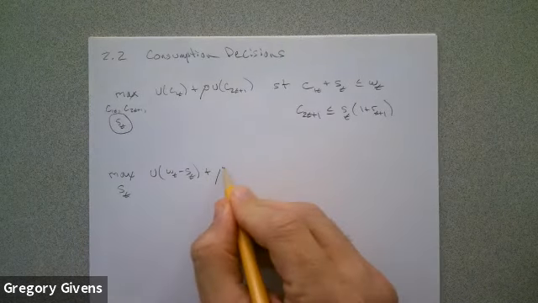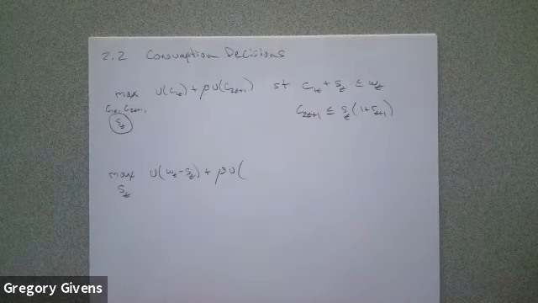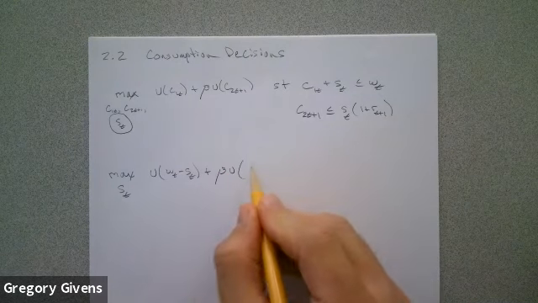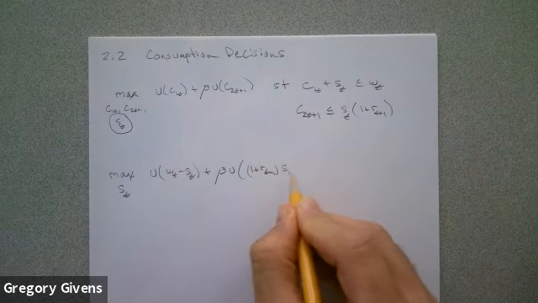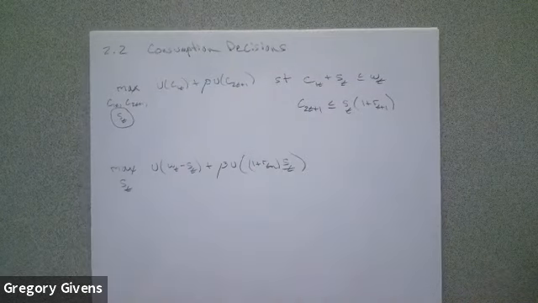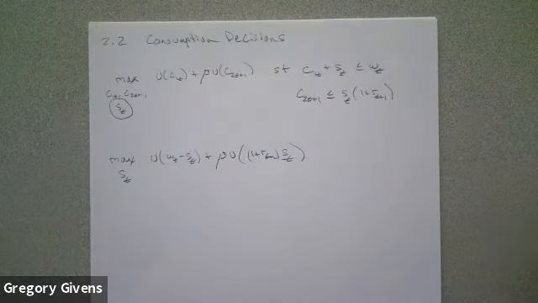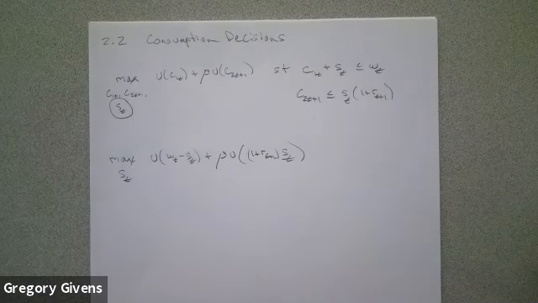Plus beta U of C2,t+1. Well, what's C2,t+1? That is (1 plus r_{t+1}) times S_t. So I've transformed this into a maximization problem where we're just choosing our optimal level of savings. One other thing I should mention, or two other things really.